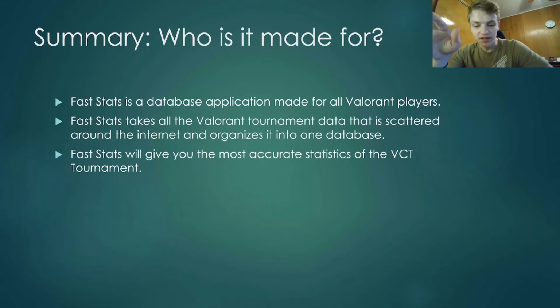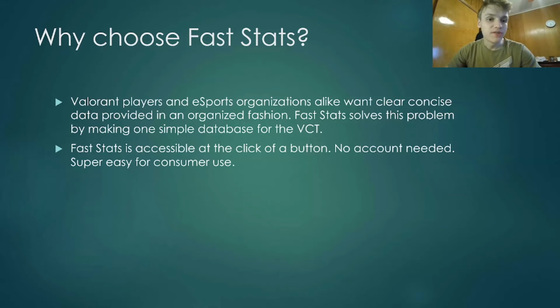Now this is important because, generally speaking, you have programs that record all this data, but it's so scattered about, and you don't really have it in one specific area where you can access it quickly and see, oh, this took place at this time in this tournament. It's a little harder to find, not as intuitive or as straightforward as I'd like it to be. So FastStats will give you the most accurate statistics of the VCT tournament. In this case, it is the VCT tournament from 2021. It's called VCT Reykjavik.